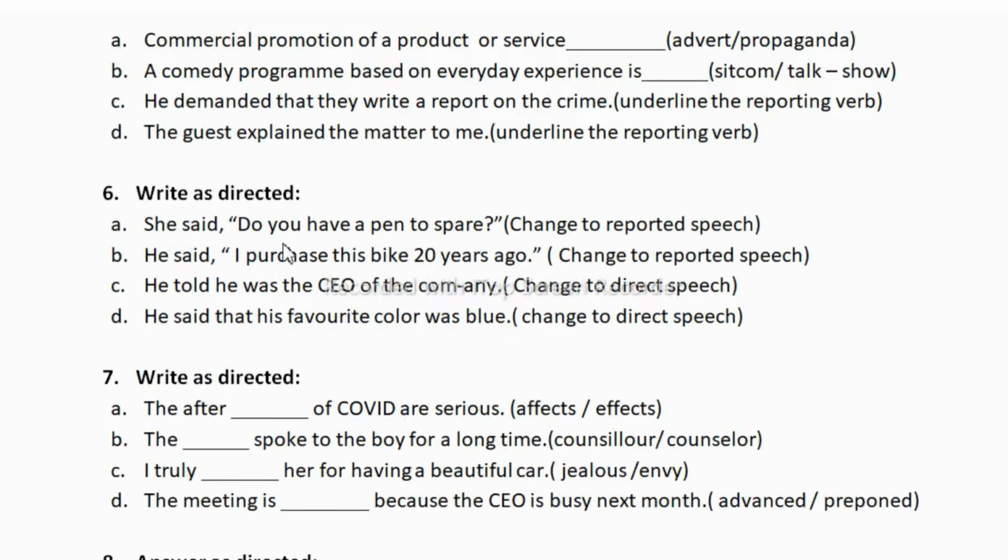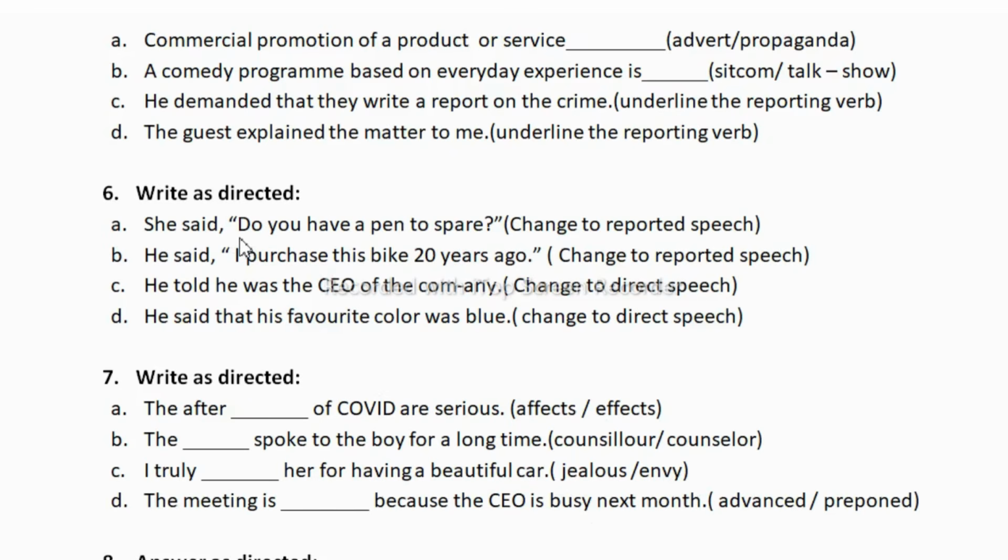She said, do you have a pen to spare? Change to reported speech, means indirect speech. This is a direct sentence. You should change it to an indirect sentence. Students, there are many rules to change direct to indirect speech. First of all, when you write this in indirect speech, you should remove the inverted commas and the comma, and in place of that you should write that, based on the sentence. What should you add here by removing these things? Your second part starts with do, so you should change this do to whether.